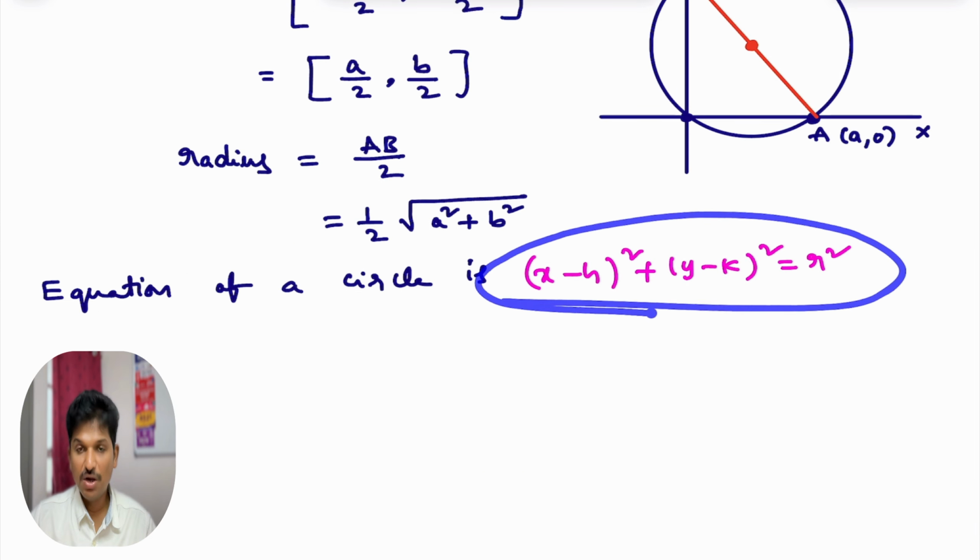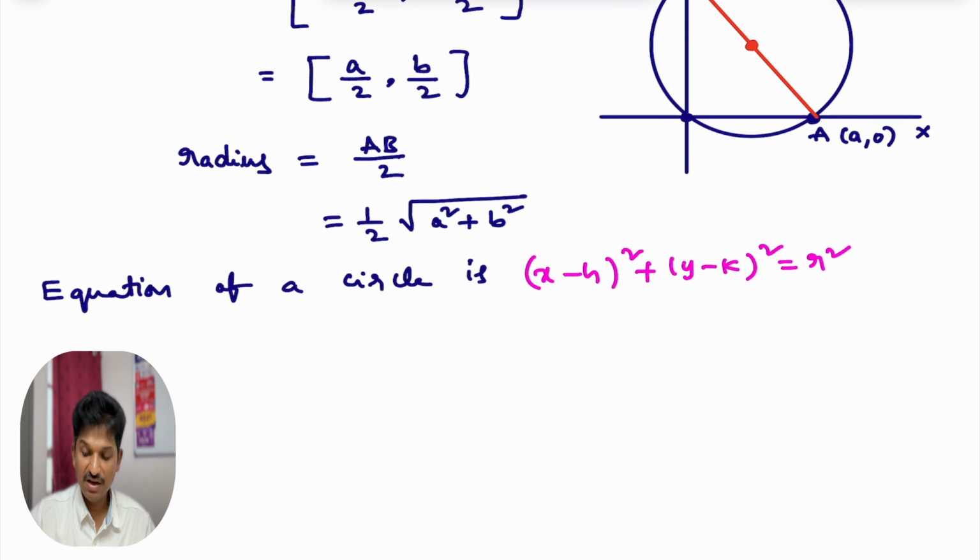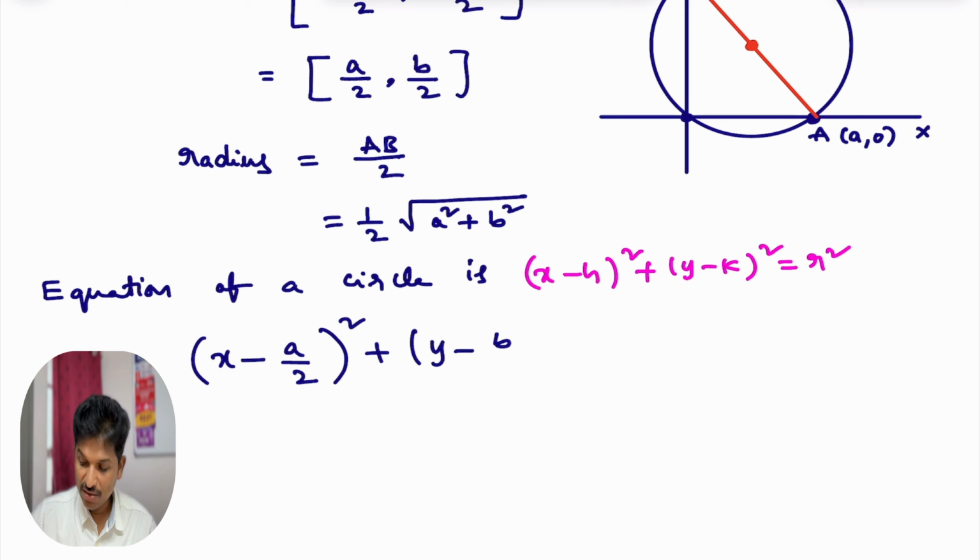The equation of a circle formula, when we know the center and radius, is x minus h whole square plus y minus k whole square equal to r square. This is h comma k. In place of h, you write a by 2. In place of k, you write b by 2. In place of r, you write this and simplify. Okay. So, x minus h, h is what? A by 2 whole square, plus y minus k, k is what? B by 2 whole square, equal to r. R is what? Half of root over a square plus b square.